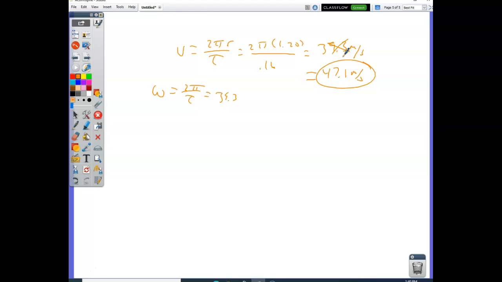Then the question is, what's the acceleration of the rock? The acceleration of the rock is going to be towards the center. What kind of acceleration does it have to be to make it go in a circle? Centripetal acceleration. So centripetal acceleration is v squared over r, which is 47.1 squared over the radius, 1.2. It is going to be a really big number. You're whipping that rock around pretty fast, every 0.16 of a second around this person's body. It's hauling. And then I got a question for Mr. Combs.